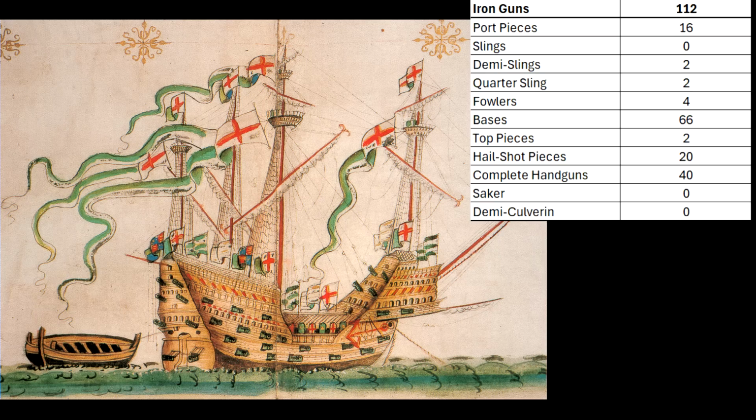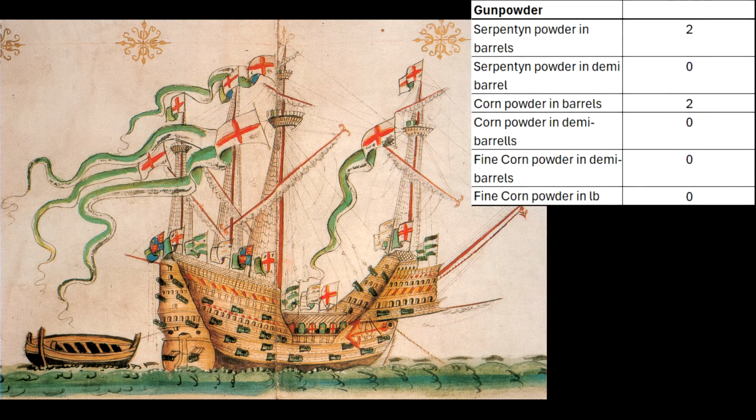But a significantly greater number of iron guns compared to the Mary Rose. A couple of extra port pieces thrown in there, your usual random grab bag of intermediate guns, but then more than twice as many bases as the Mary Rose. 66 compared to Mary Rose's 30, which is essentially the entirety of the increase, but also, interestingly enough, 10 fewer handguns. Smaller guns, of course, means less powder needed, and indeed you only have just over 4 tons of powder, once again 2 tons of serpentine powder, but the corn powder has been reduced.